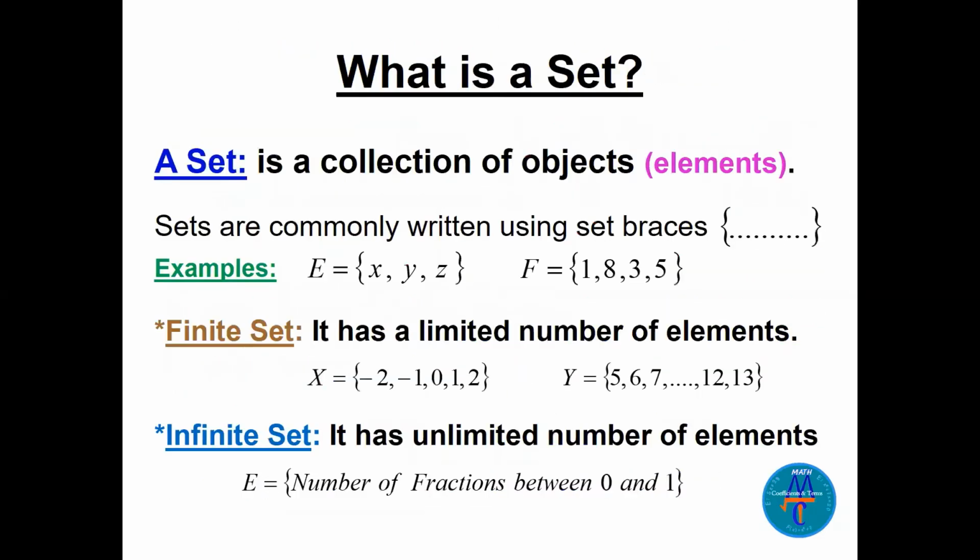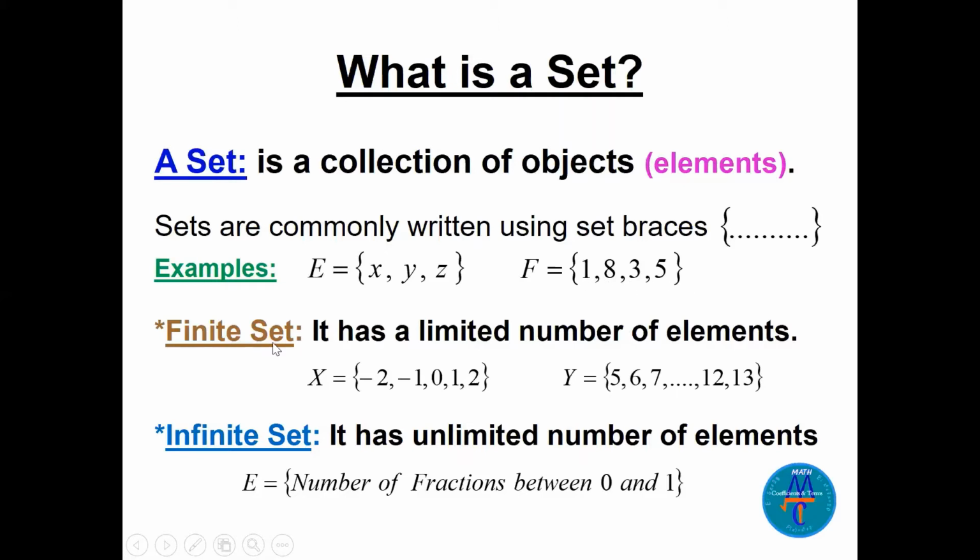Let's start. What is a set? I think everybody knows what a set is in the mind, but to write a definition in math, it's a collection of objects or a collection of elements. Easy. So for sets, we can have a name for the set: set E, set F, set A, set B, set C, set X, or set Y. If we say set E is X, Y, Z, there are 3 elements or objects or members in this set. Set F is 1, 8, 3, 5.